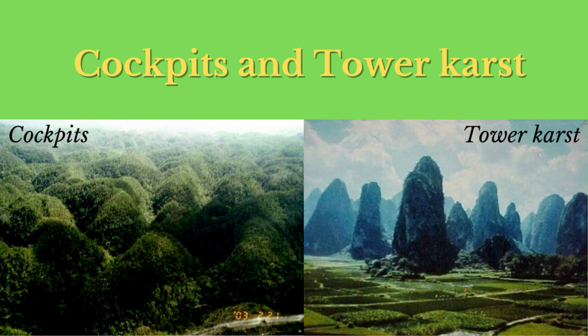Now, two major landscapes are associated with tropical karst. These are cockpit karst and tower karst. Cockpit karst is a landscape pitted with soil-covered depressions and smooth-sided cone-like hills. Tower karst is a landscape characterized by upstanding rounded blocks set in a region of low relief.